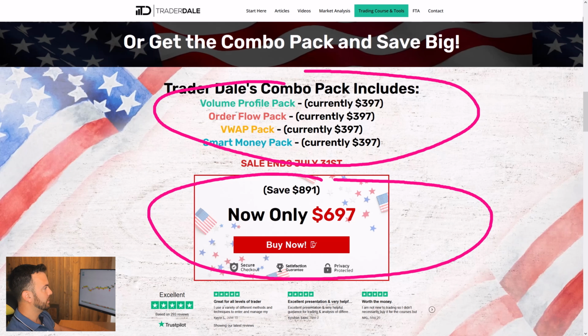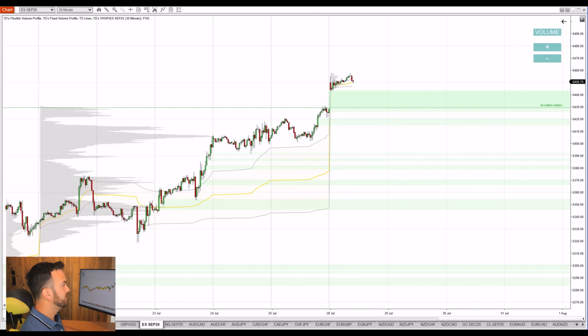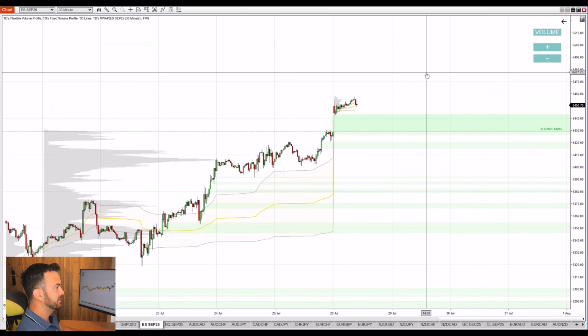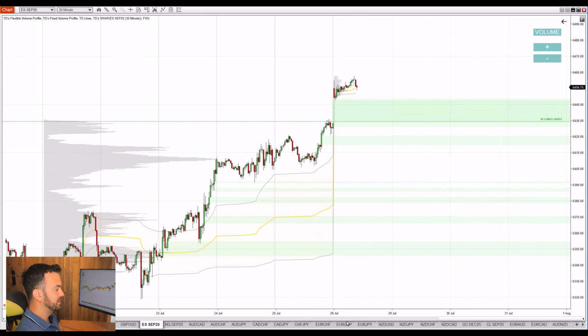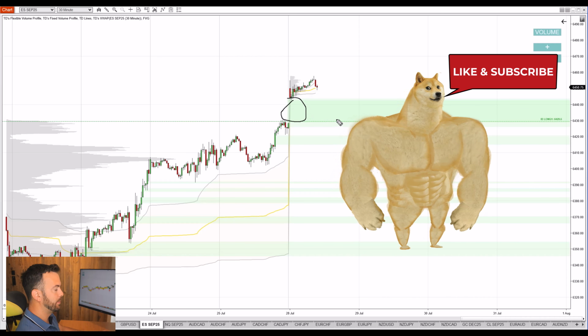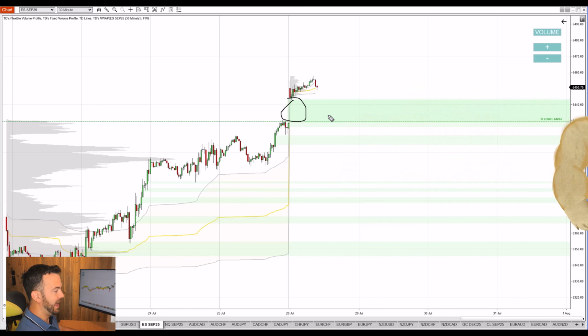Alright, so let's now check out the charts. What you see before you is the NinjaTrader 8 platform with my custom-made volume profile and VWAP indicators. And the chart here is the ES 30-minute chart, and as you can see the market opened with a gap. This is a gap, and when the market opens with a gap, what I want to see is a heavy volume zone before the gap got formed.